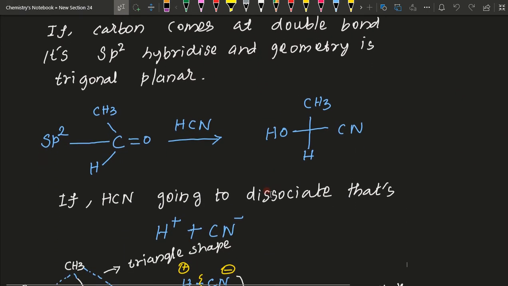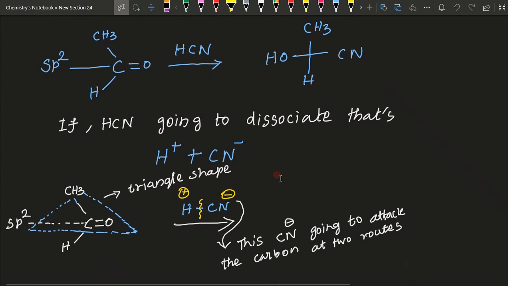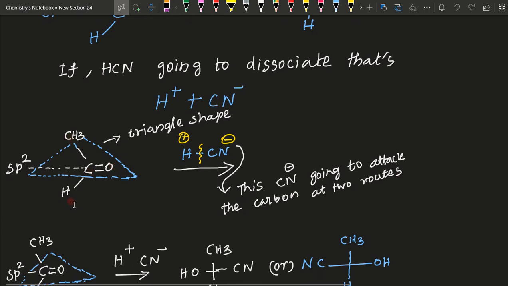See the example below: double bond O, CH3, H. This is sp2 hybridization because here there is a double bond. When treated with HCN, hydrogen cyanide, we get CH3 OH CN H. If HCN dissociates, as we know already, it dissociates into H plus and CN minus. So we get C double bond O, CH3, H, sp2. We break the molecule here into H plus and CN minus.